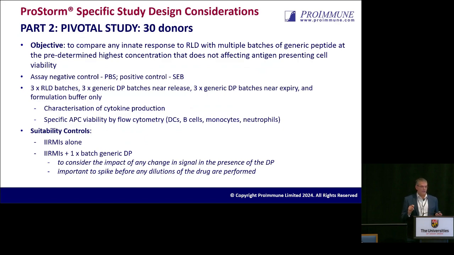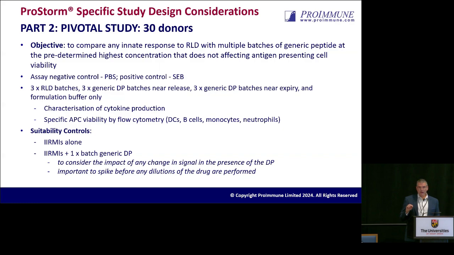And this is really the core objective, to then compare any innate immune response to the RLD with multiple batches of the generic peptide at the predetermined highest concentration from the pilot study that doesn't affect APC viability. We've got the same controls as before, 3 RLD batches, very important, 3 generic drug product batches near release, and where possible, 3 generic drug product batches near expiry, as well as the formulation buffer only. We characterize the cytokine production, but we're also looking at the APC viability because, again, it's important just to show that any measurements that you're seeing is because the cells are actually alive and not dead.